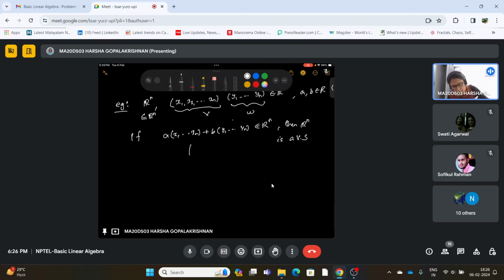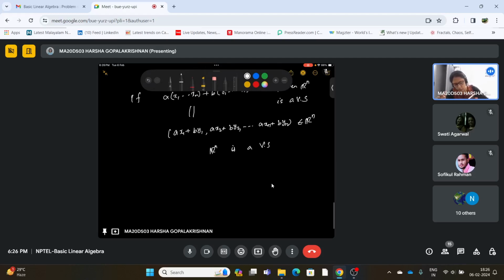Now, what is this value? This is ax1 plus by1, ax2 plus by2, etc., axn plus byn. So it has n coordinates. So obviously it belongs to Rn, right? So Rn, a subset of Rn, satisfies the condition av plus bw belongs to Rn. So Rn is a vector space.